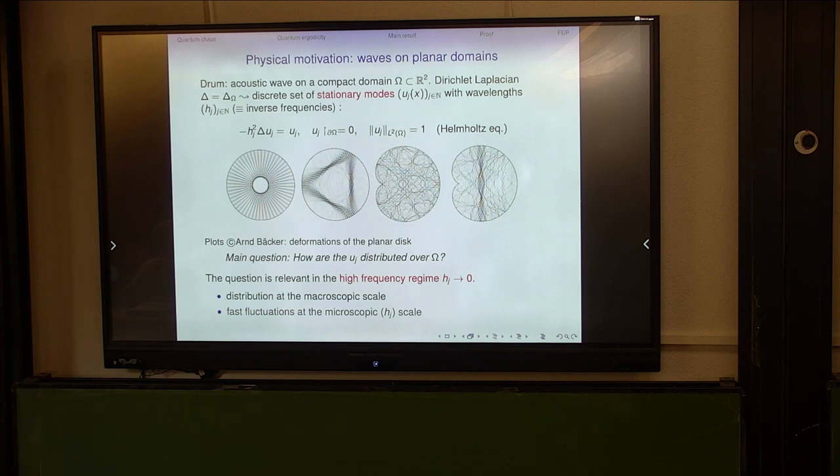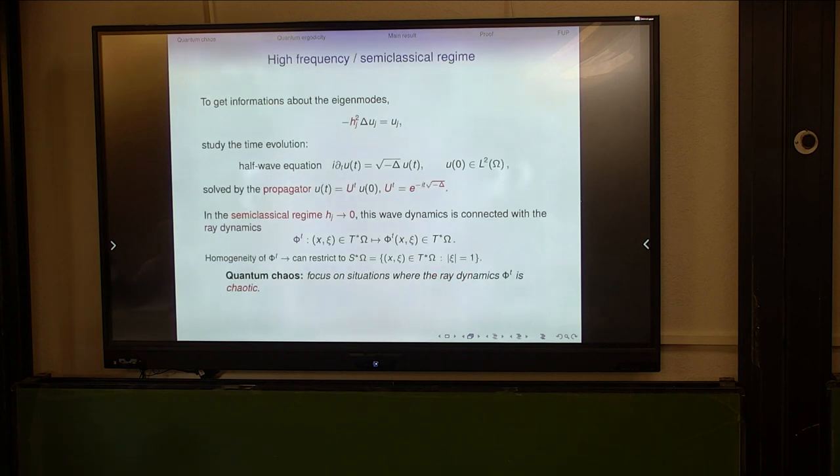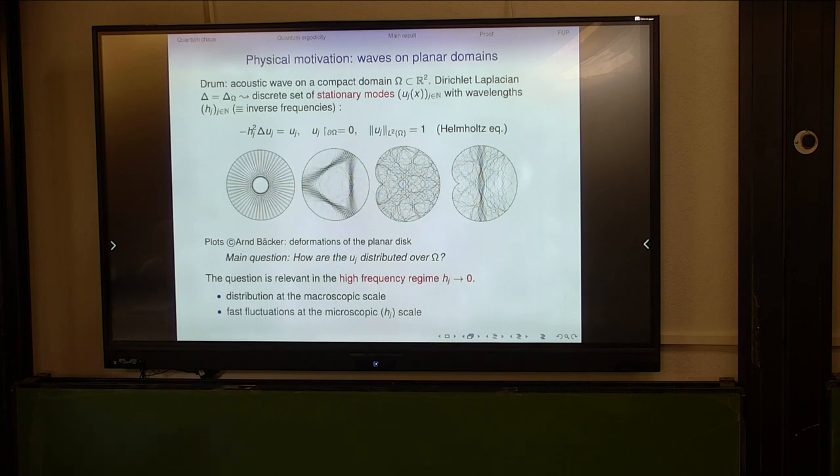So I'm using a semi-classical setting, so the eigenfrequencies are called 1/h_j, where h_j is the wavelength of these modes. So this is the Helmholtz equation. And I'll be most interested in the small wavelength regime, or high frequency regime. And the question is, what can be said either numerically or rigorously? Well, here this is a mathematical audience, so mostly rigorously, about these eigenmodes.